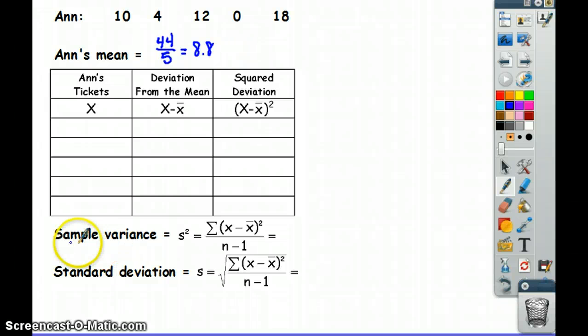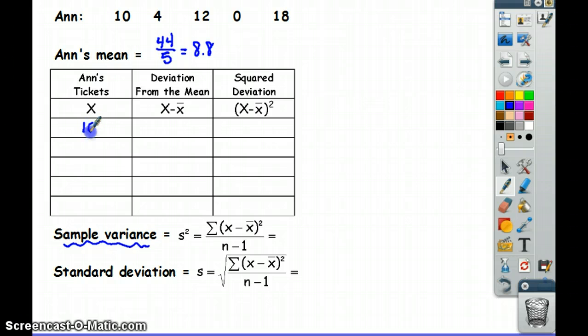Now, to find the sample variance, I'm going to use this formula. And it looks really complicated. I've got the sum of parentheses x minus the mean quantity squared all over n minus 1. So we're going to break this down. And that's what the chart is for, to help us break this down.